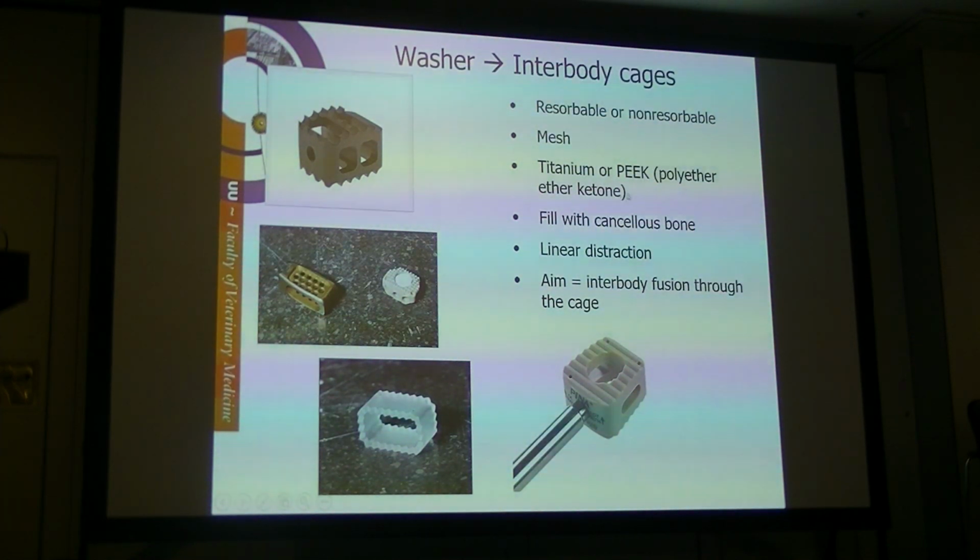PEEK is very similar to bone biomechanically if you test it in the lab, and that's the advantage of PEEK. However, the disadvantage of PEEK is that it doesn't really like bone. Titanium likes bone far better than PEEK. So wherever you put titanium, bone will grow into titanium, but not in PEEK. So you can stimulate bone growth in PEEK by using osteoconductive materials, and they are also out there on the market. Or you can use cancellous bone.